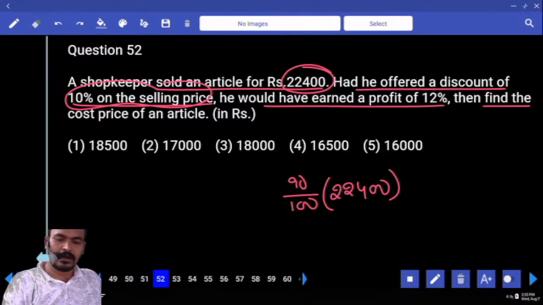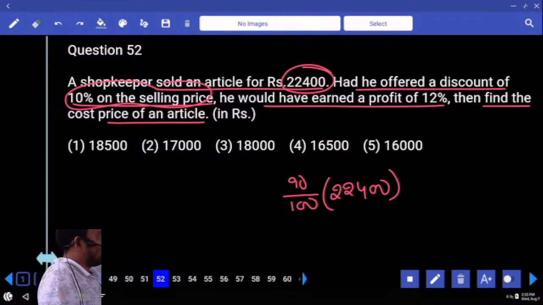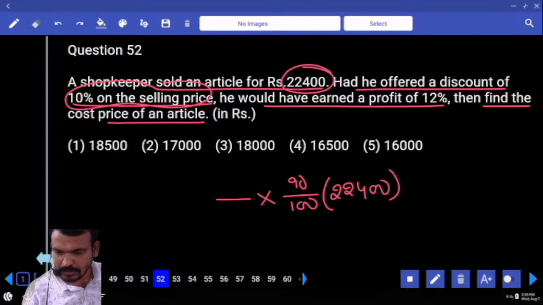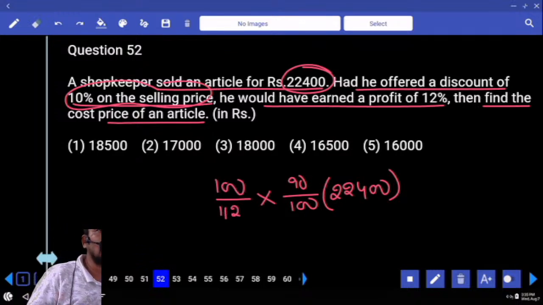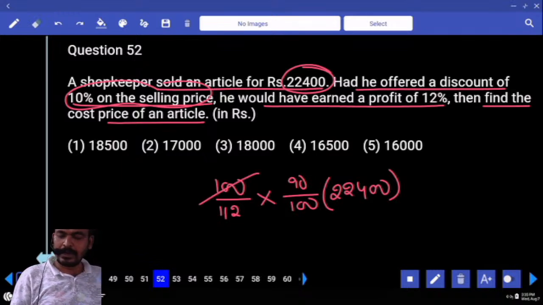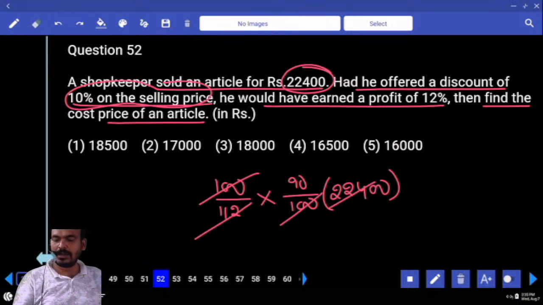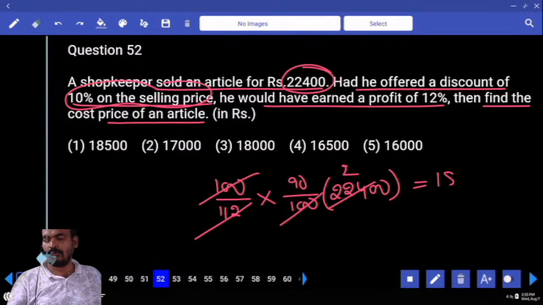Had he sold it without the discount, he would have earned a profit of how much? 12%. Find the cost price of the article. The same article is sold at a profit of how much? 12%. But do we require the cost price or the selling price? Cost price. Suppose we consider the cost price as 100%. 12% profit means selling price 112, no? And we know the 112, but we require which one? 100%. We know the 112, but we require 100. 100 cancel. 112 double. What is the answer? 18,000.